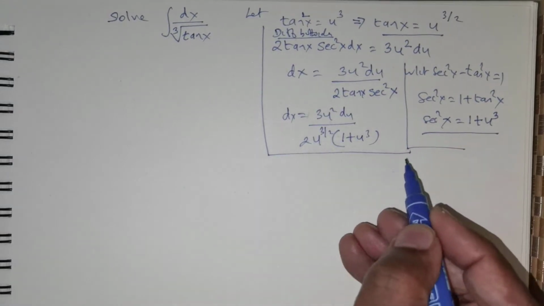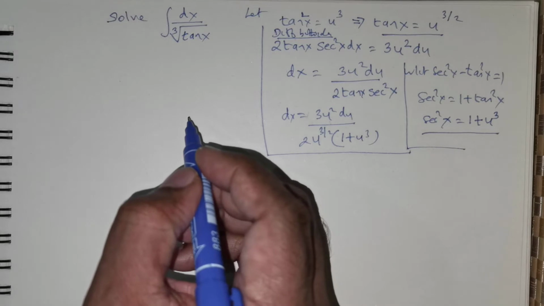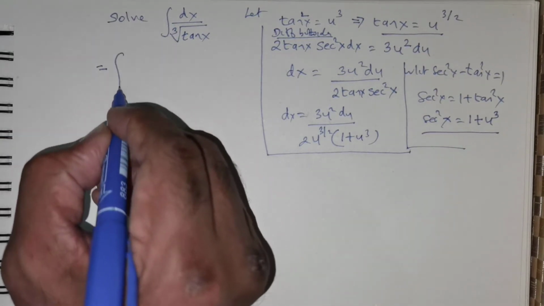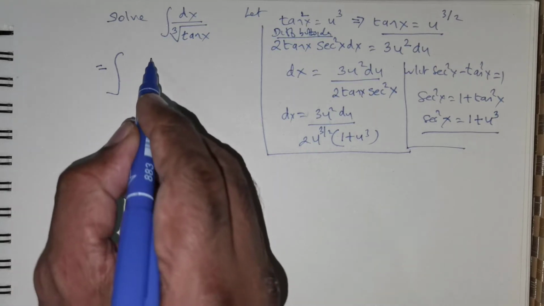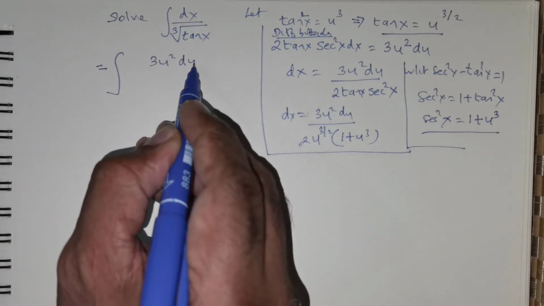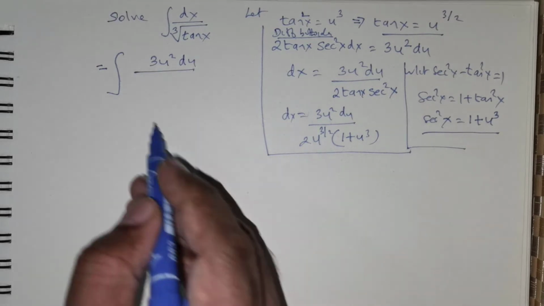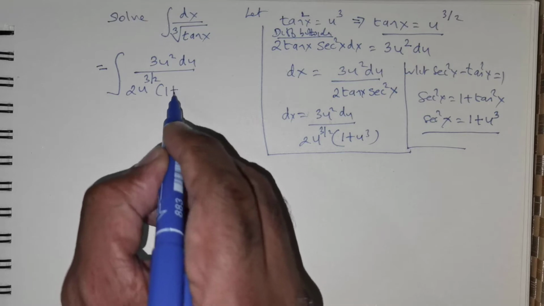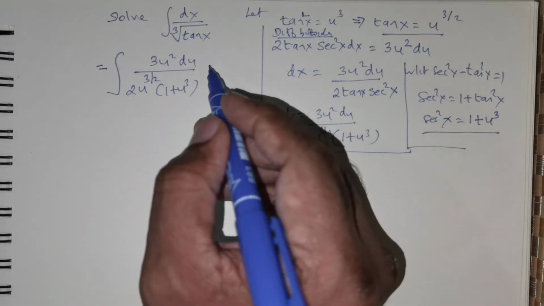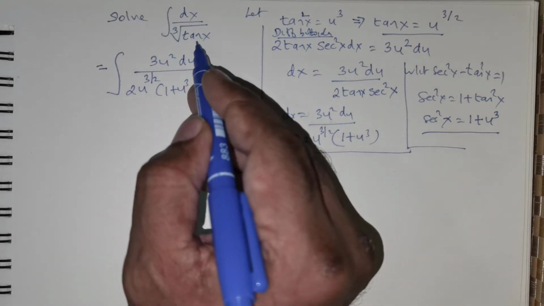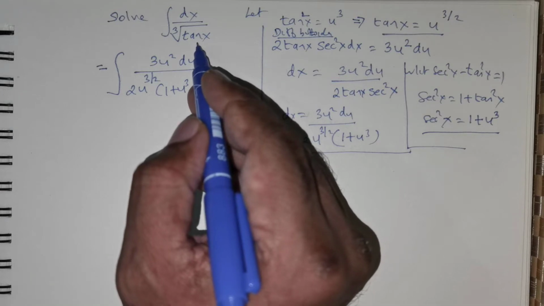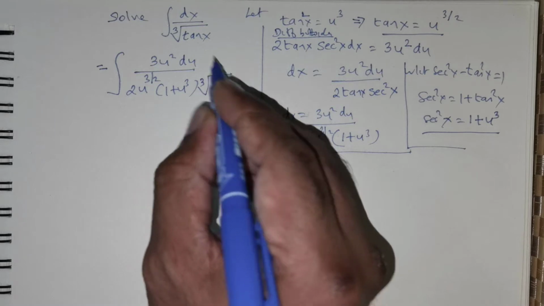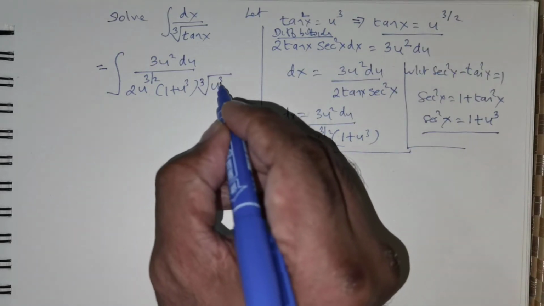All of these things are to make sure that proper understanding is rendered to the reader. So this is going to be rewritten as, in place of dx, 3 times u squared du divided by 2 times u raised to the power of 3 over 2 times 1 plus u cubed. So this is for dx. Now I've got a third root of tan x, right? Now just place the third root there. Third root of, in place of tan x, I'm going to substitute u raised to the power of 3 over 2.